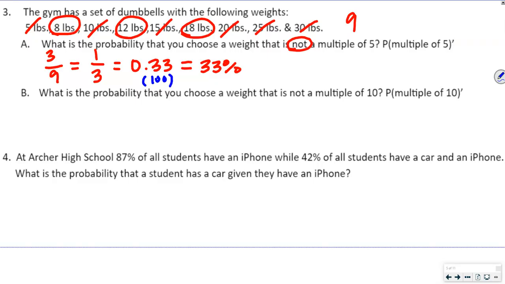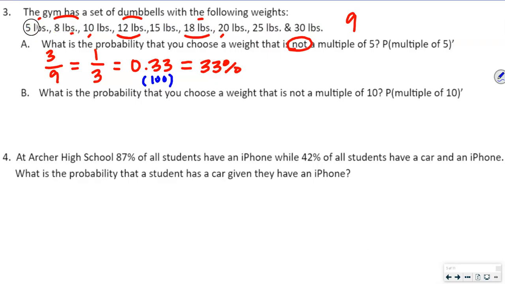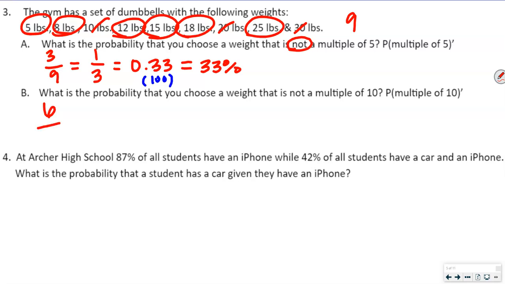All right, now we're going to do our next one. I'm going to erase this so we can talk about it again. So the next one says, what is the probability you choose a weight that is not a multiple of 10? Okay, so that would be our 10, our 20, and our 30, right? So how many do we have left? 1, 2, 3, 4, 5, 6. Okay, so this is going to be 6 over 9. That reduces to be 2/3, and again, your calculator will do this for you. That is 0.67, which is 67%.